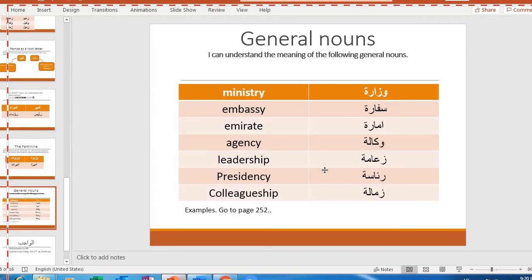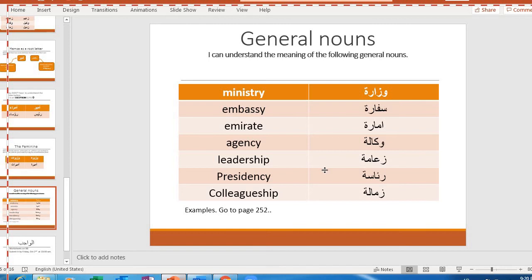Also, I will give you some general nouns. You might need them. These general nouns are considered female in Arabic. They have no male.